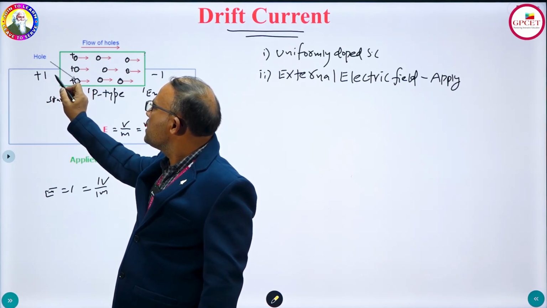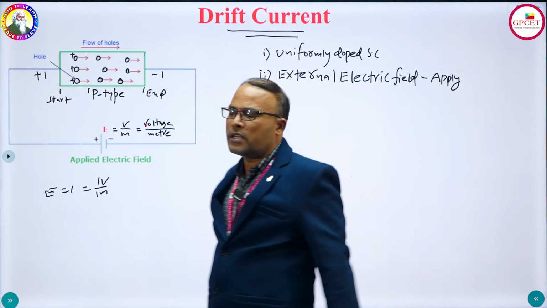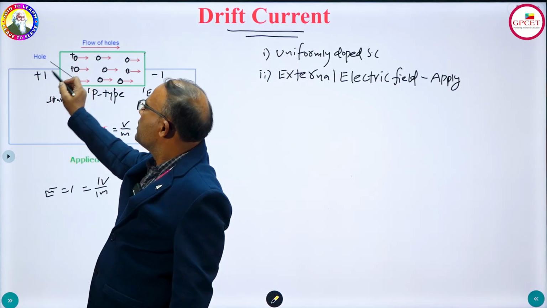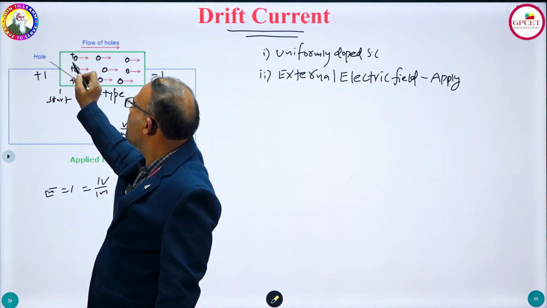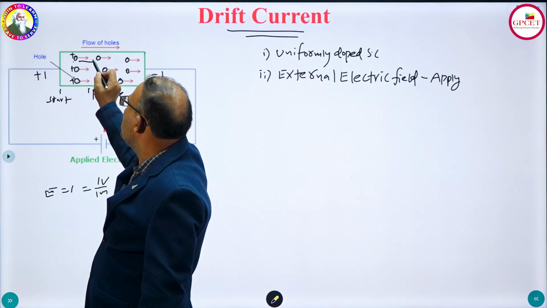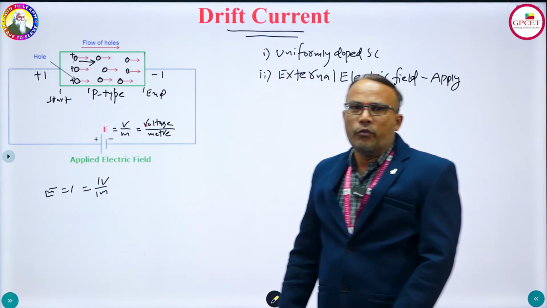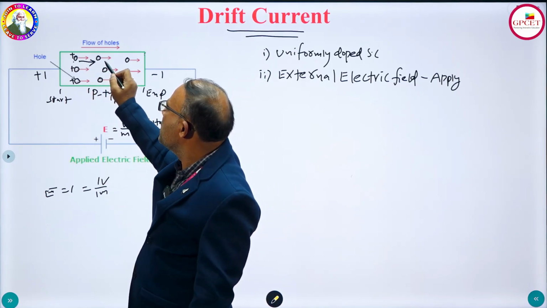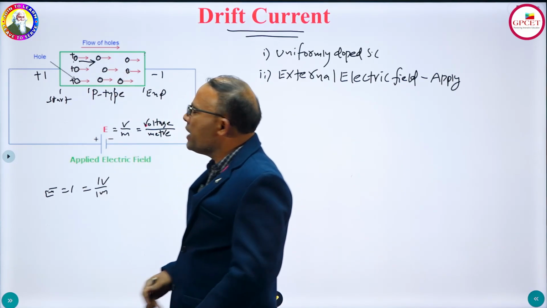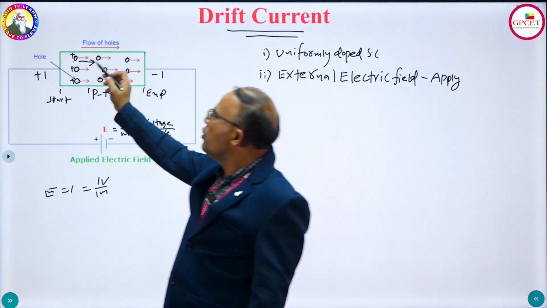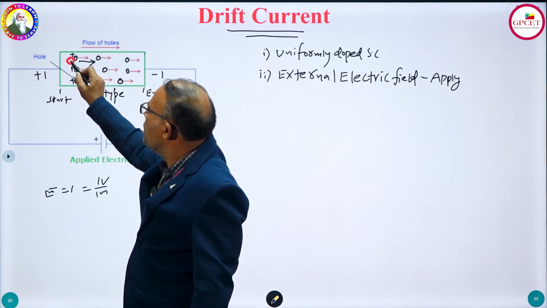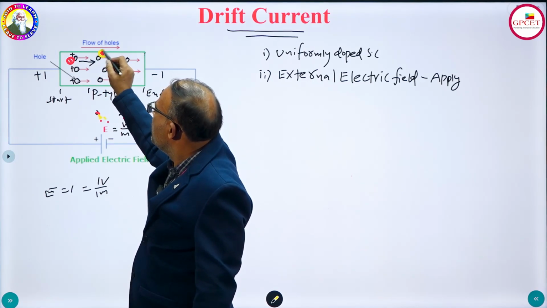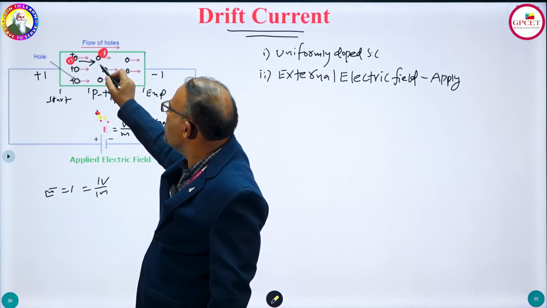If I apply plus here, the holes repel each other and move away from that positive potential. So first, assume that with the help of this +1, this hole repels from here and moves towards the right side. While it is moving towards the right side, it is overtaken by another hole, and therefore this hole and this hole collide here. If they collide, the first hole will hit the second hole, and therefore it bounces back in another direction.